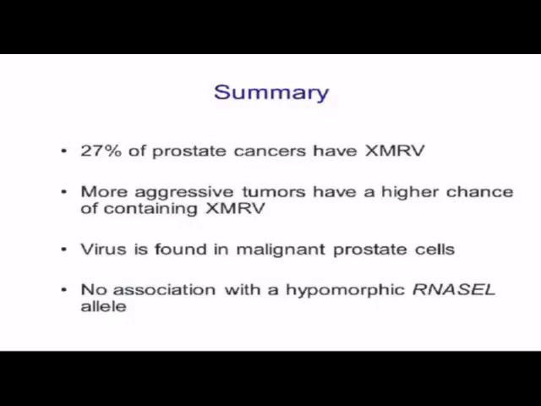So to summarize, 27% of prostate cancers have XMRV. More aggressive tumors have a higher chance of containing XMRV. Virus is found in the malignant prostate cells, making it consistent with an oncogenesis model, and we see no association with a hypomorphic RNase L allele.